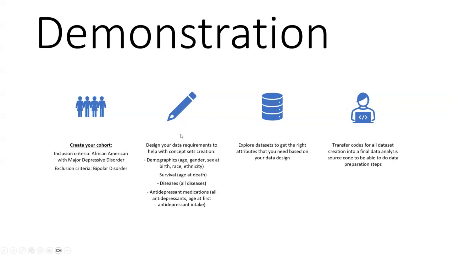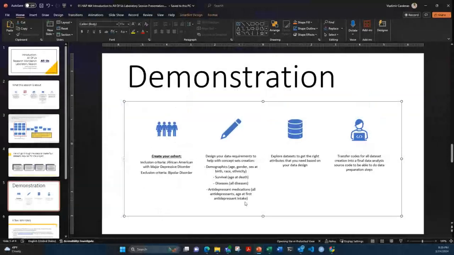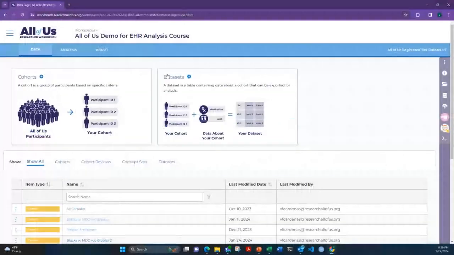So we will do these concept sets. Okay. So again, let's go back. There's no real way to create a concept set inside All of Us. It's hidden inside creation of the data sets. So let's click that. Let's click create a data set.